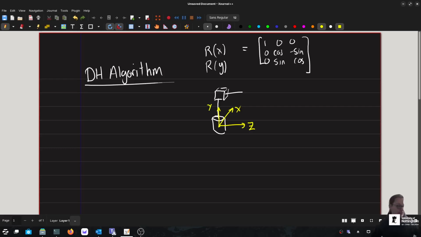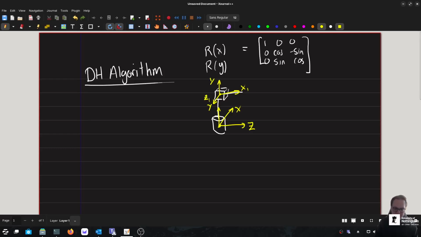Nothing wrong with that. When it came to the next part of the robot, I could just as easily say, well, I could say this is X, Z is coming out, and then Y is upwards, always using the right-hand set, of course, to get these axes. But the problem is, I mean, yeah, sure.